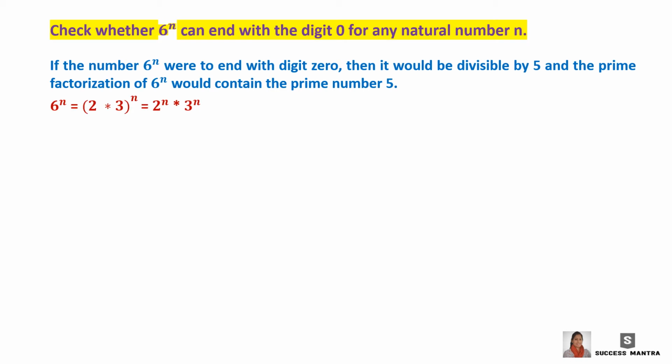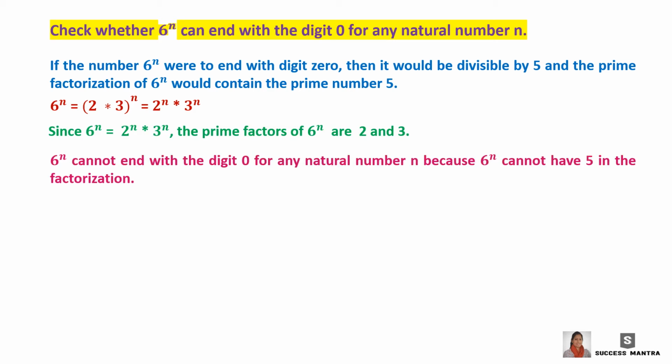Now we factorize 6 raised to n. We get 6 raised to n is equal to (2 into 3) raised to n. That is 2 raised to n into 3 raised to n. That is (a into b) raised to n is equal to a raised to n into b raised to n. Same way, 6 raised to n has only prime factors 2 and 3. That is, 6 raised to n cannot end with the digit 0 for any natural number n because 6 raised to n cannot have 5 in the factorization.